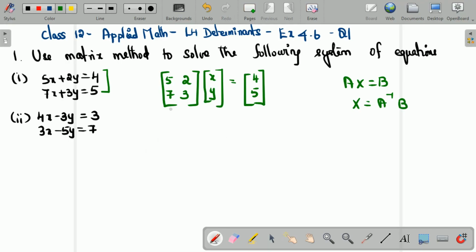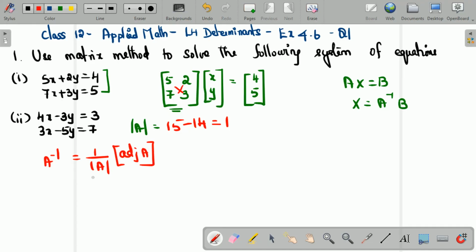So let's first find the inverse of this particular matrix, and the first step for that is to calculate the determinant. So the determinant of A is going to be, now let's do the simple cross multiplication, 15 minus 14, which is equal to 1. So the determinant of A is 1. Now let's calculate A inverse. A inverse is 1 by determinant of A into the adjoint of A. Since the determinant of A is 1, you can directly say that A inverse is going to be equal to the adjoint of A.